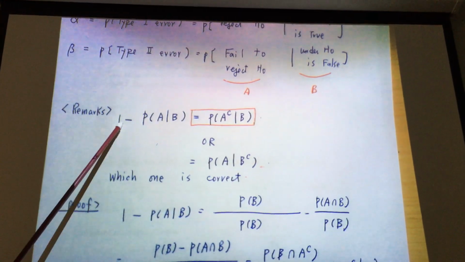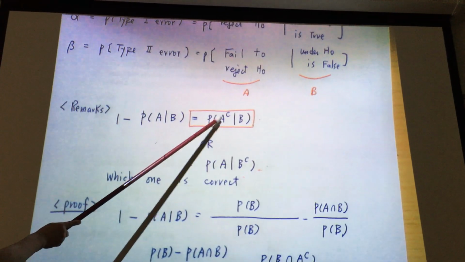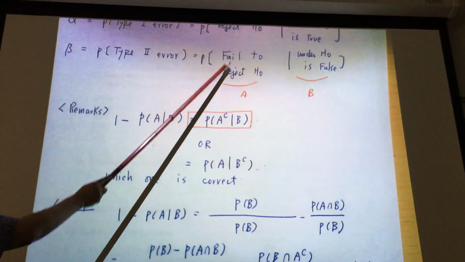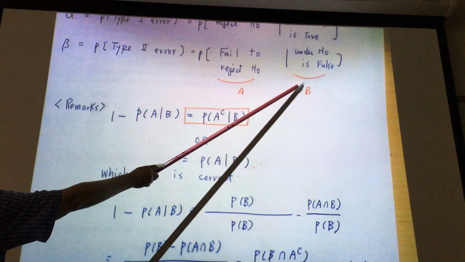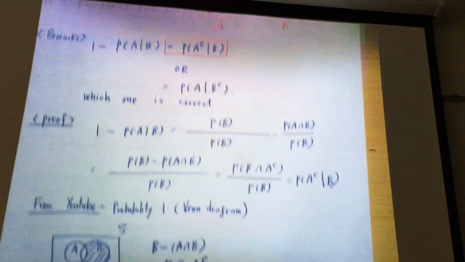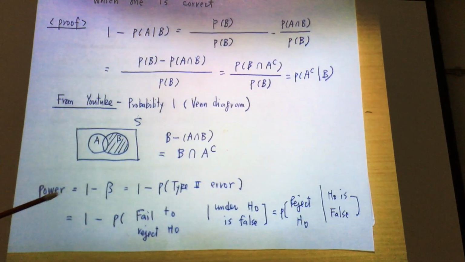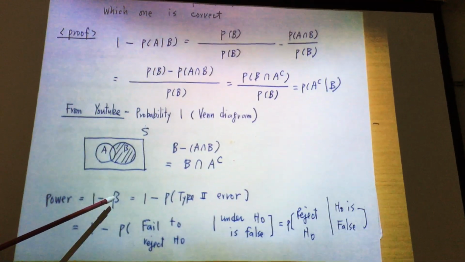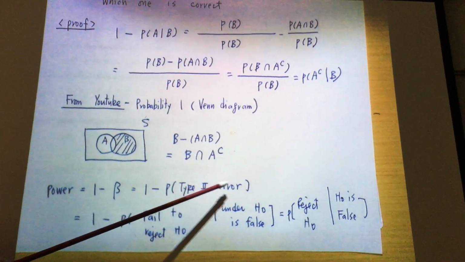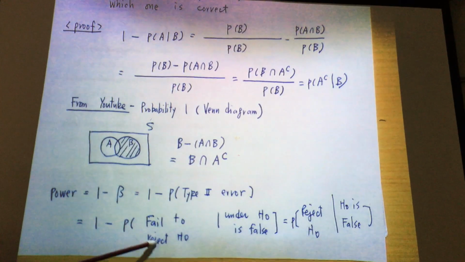1 minus P A given B is this one here, not this one. Okay? Is this one here, not this one. If I call this A, fail to reject H naught is A, my B is under H naught is true. So 1 minus probability A given B, what is that? 1 minus beta is equal to 1 minus what? Probability of making type 2 error. And what's the probability of making type 2 error? Under H naught is false, we fail to reject H naught.